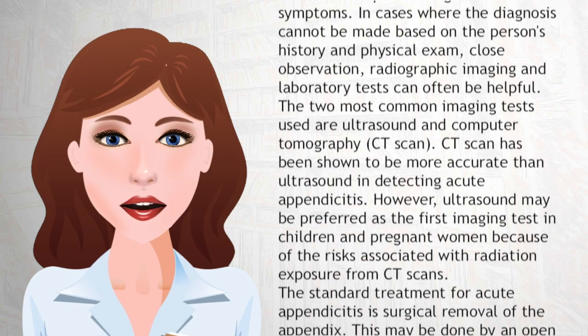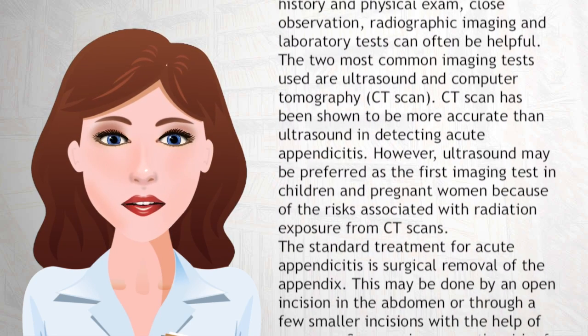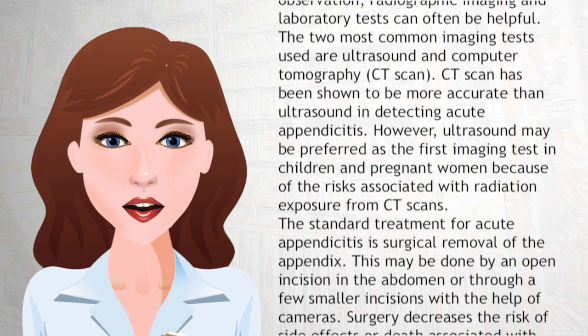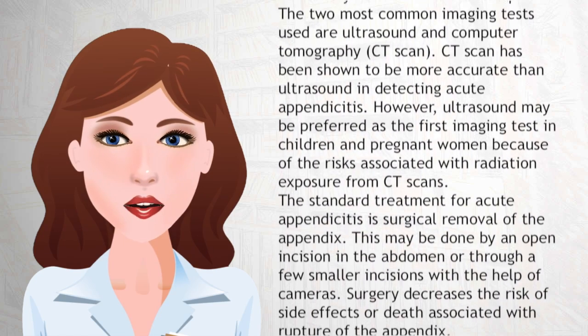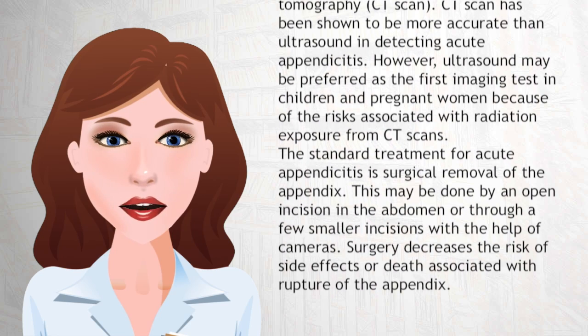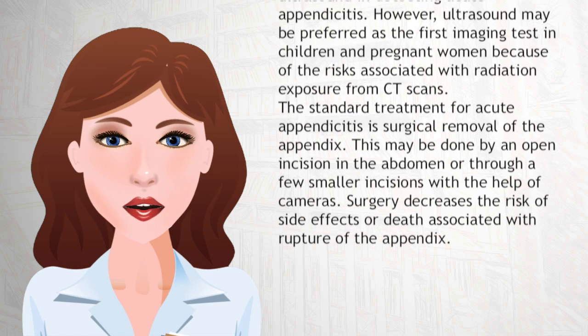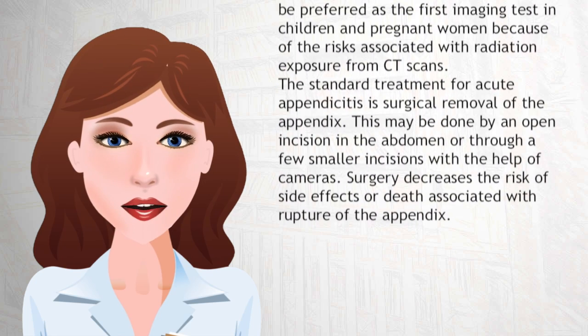The two most common imaging tests used are ultrasound and computed tomography, CT scan. CT scan has been shown to be more accurate than ultrasound in detecting acute appendicitis. However, ultrasound may be preferred as the first imaging test in children and pregnant women because of the risks associated with radiation exposure from CT scans.